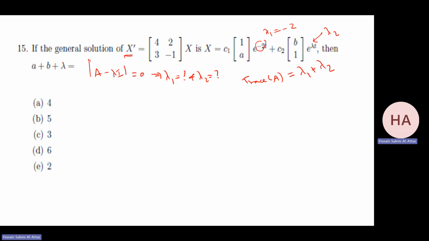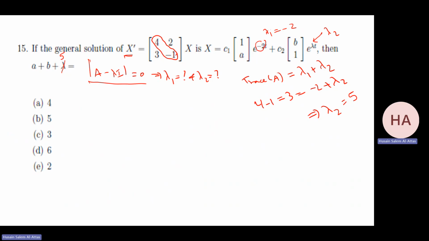What is the trace of A? The sum of the diagonal elements, which is 4 minus 1, equal to 3. Lambda 1 is minus 2, so minus 2 plus lambda 2 equals 3. So lambda 2 equals what? 5. So I get lambda 1 and lambda 2 without solving, without doing this calculation. Yeah, sometimes that will help.